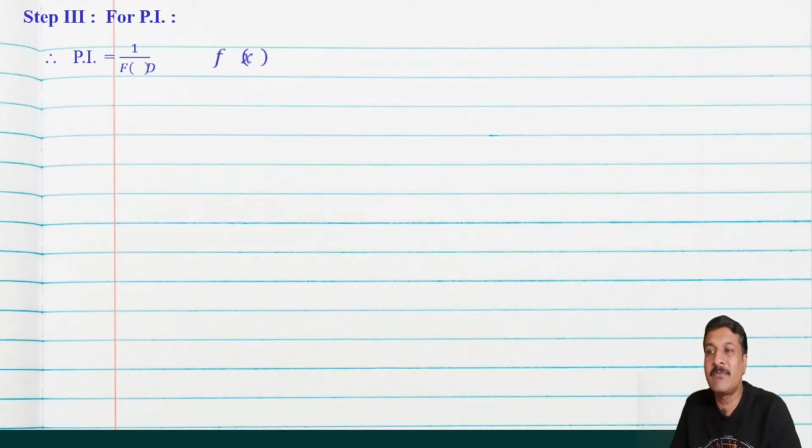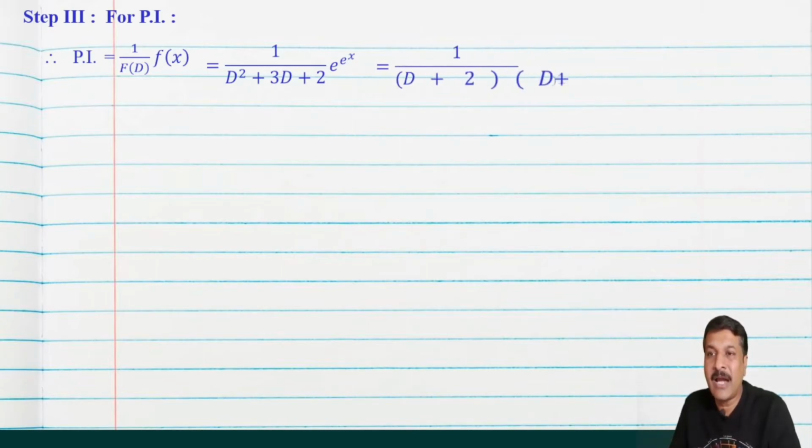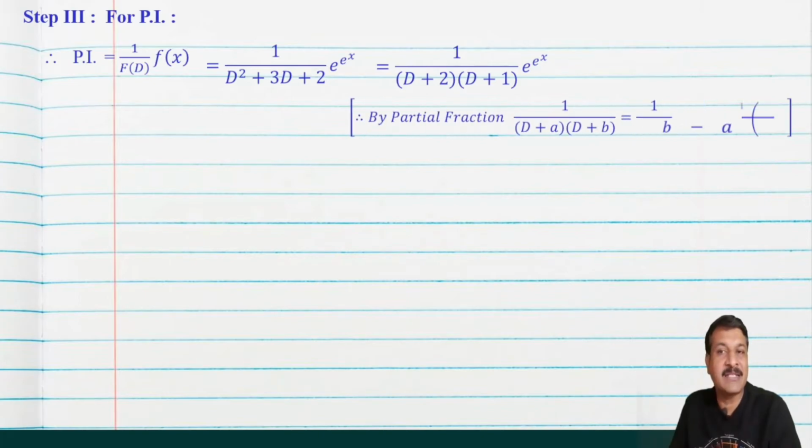Next step, the particular integral is yp equal to 1 upon f of D operating on f of x. So what is f of D here? D square plus 3D plus 2. That is 1 upon D square plus 3D plus 2 operating on f of x, which is e raised to x. So I am factorizing this, the factors are D plus 2, D plus 1, and now by partial fraction.